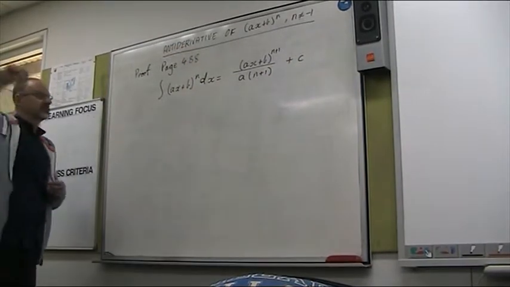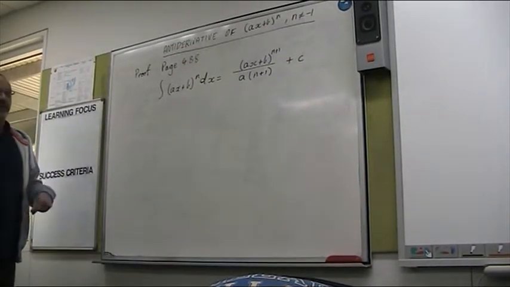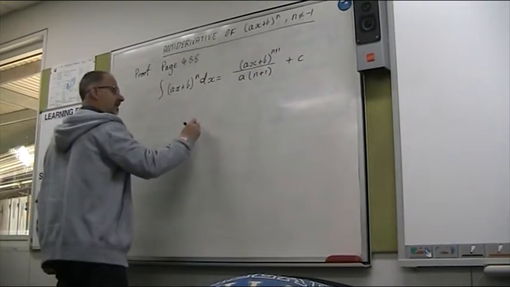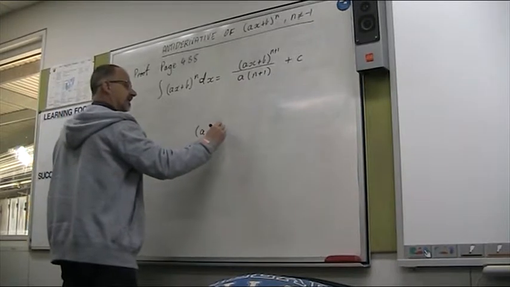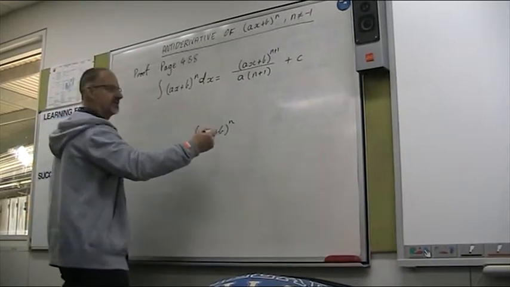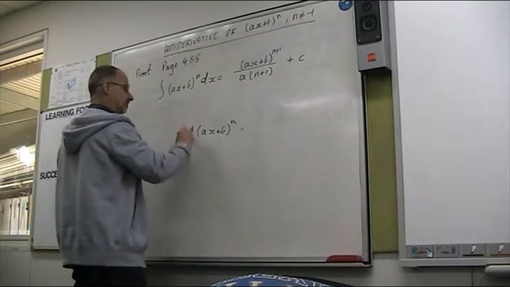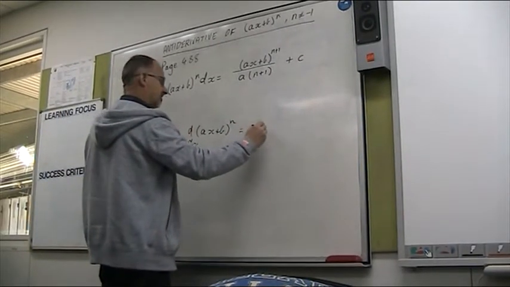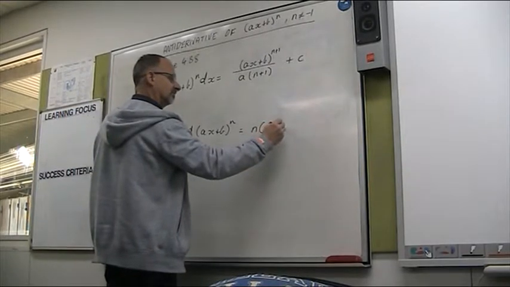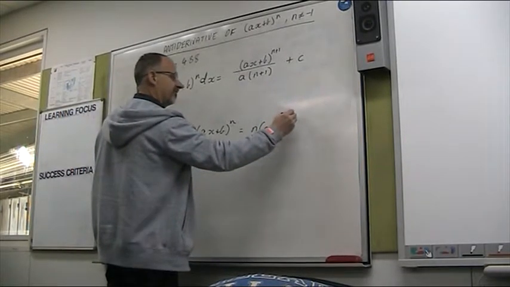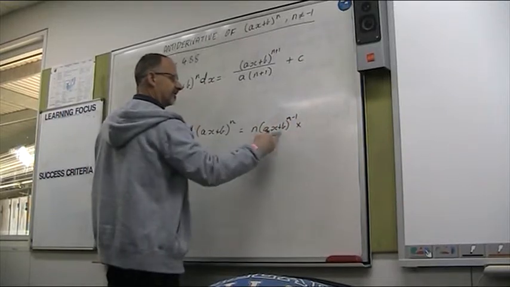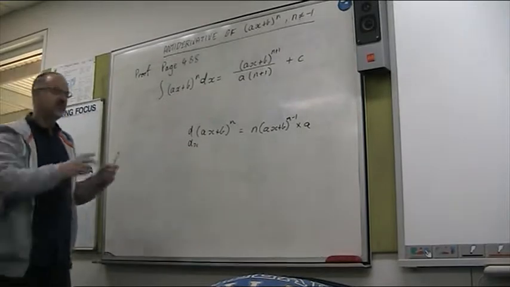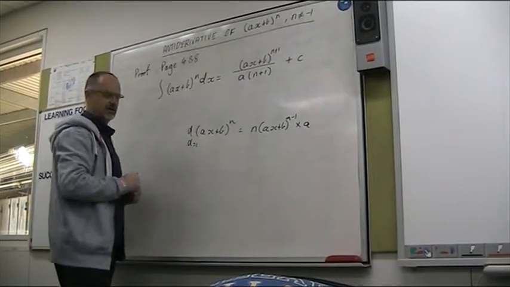So that's the chain rule in reverse. Remember, if I had (ax + b) to the n and I was differentiating, the shortcut method is the power comes down, take one off, times by the derivative of what's inside. That's the shortcut of the chain rule, and so this is the reverse of that.